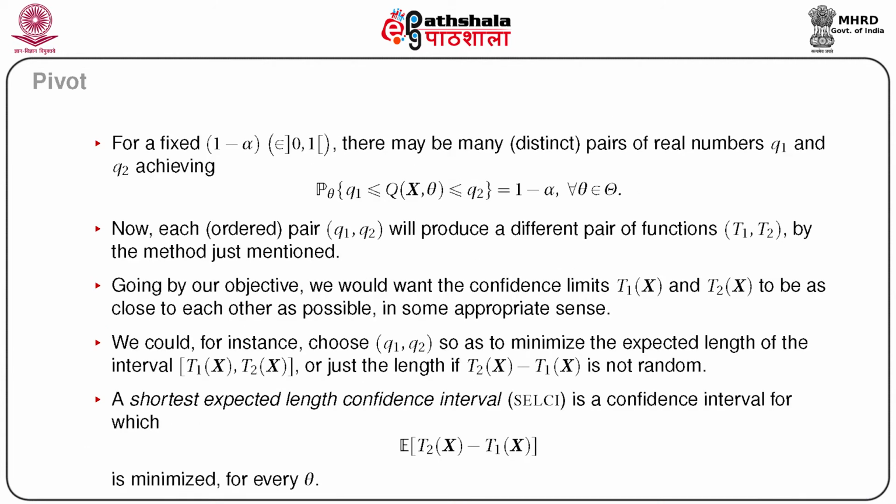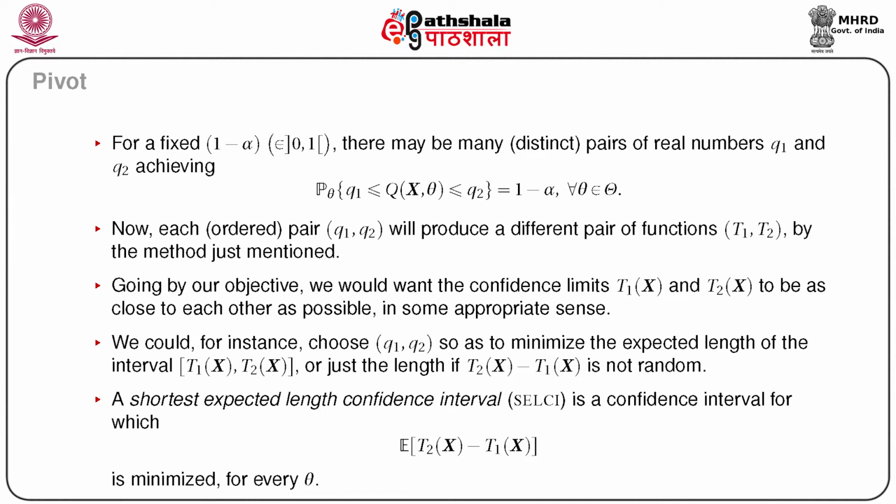Now we discuss the concept of the shortest confidence interval based on a pivot. For any fixed 1 minus alpha, there are many possible pairs of numbers q1 and q2 such that the probability under theta that q1 is less than capital Q, which is less than q2, is greater than or equal to 1 minus alpha. Different pairs of q1 and q2 will produce different T1 and T2.